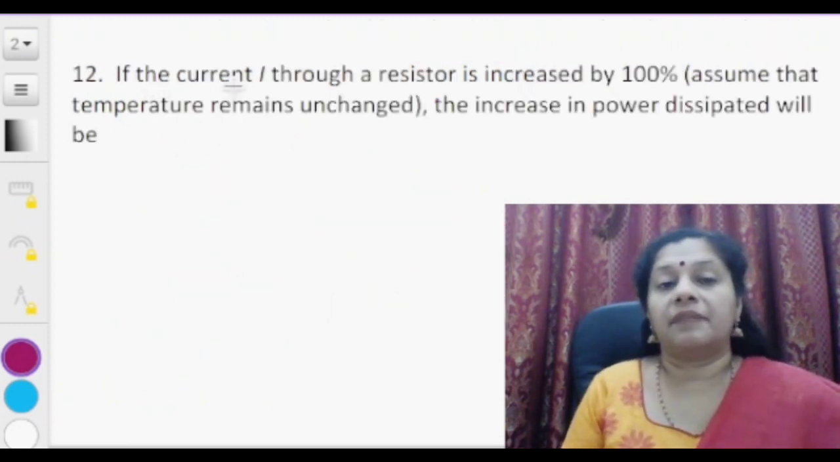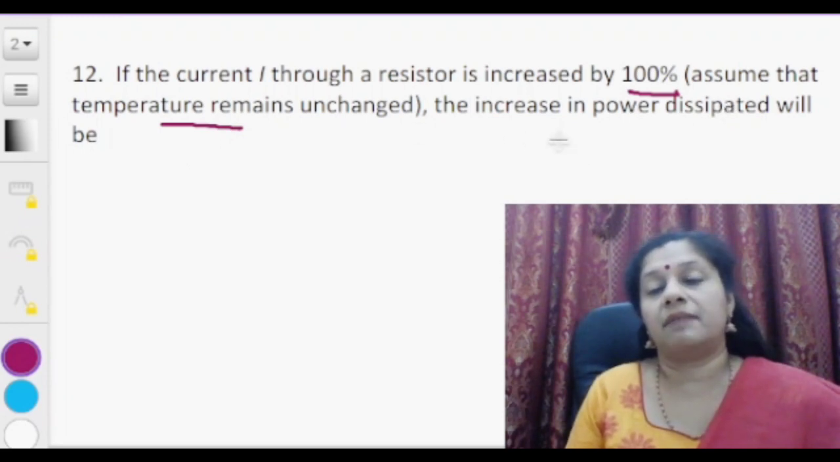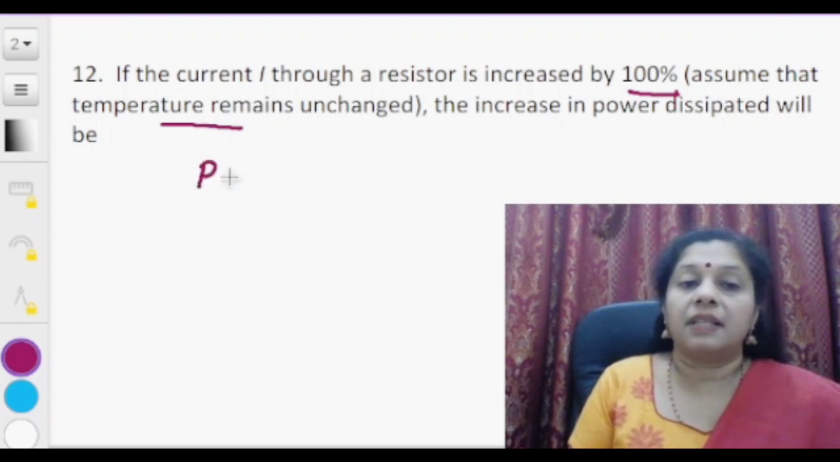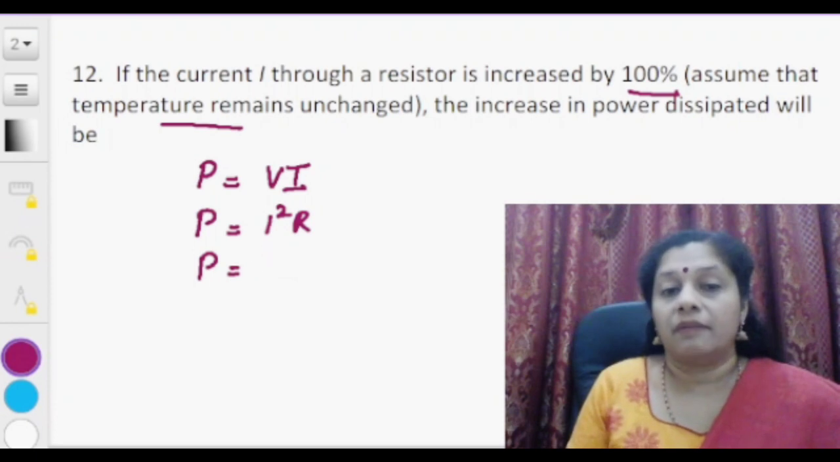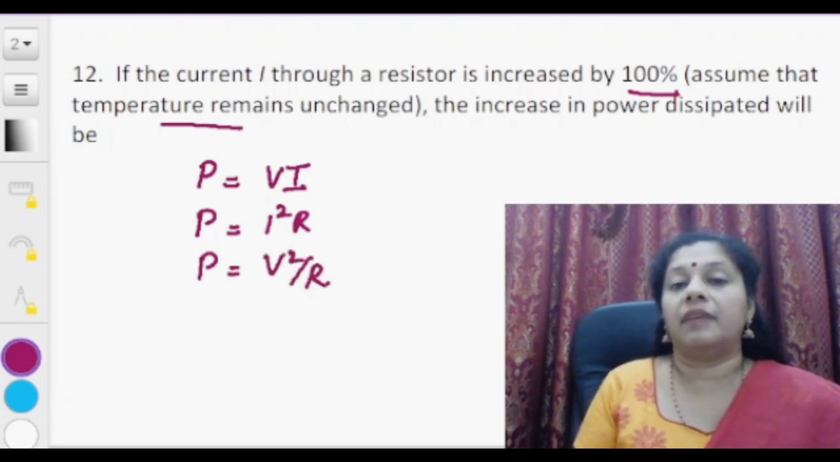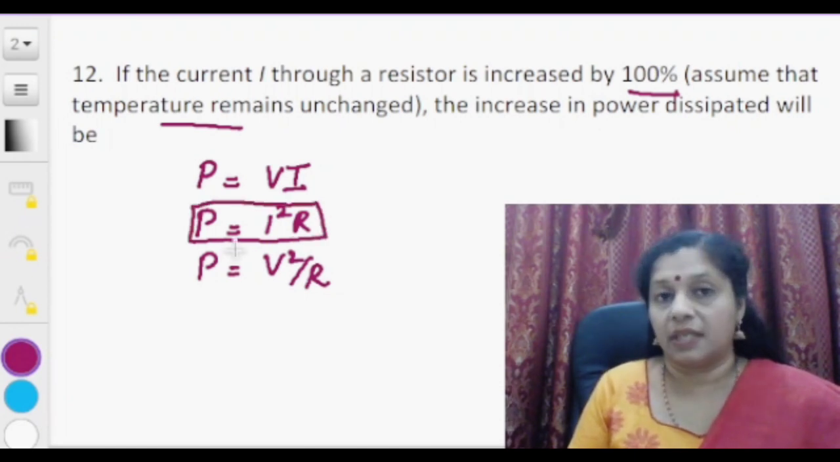Now the question is, if the current I through a resistor is increased by 100%, assume that temperature is the same, the increase in power dissipated will be. So we know that we have different formulas for power. Which are the formulas? VI is the original formula, or we can write P is equal to I square R, or P is equal to V square by R. But here we have only current and resistance, so we can use P is equal to I square R. In this case they are telling current is 100% increase.